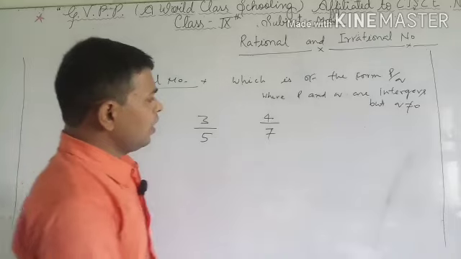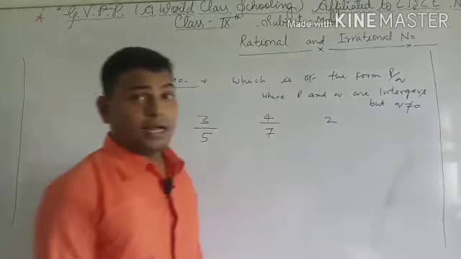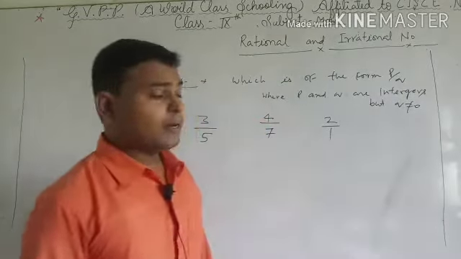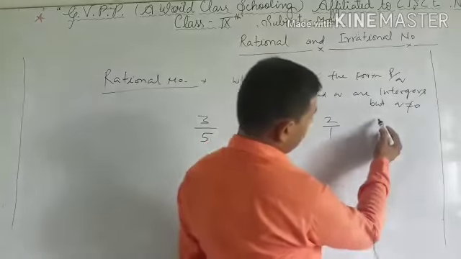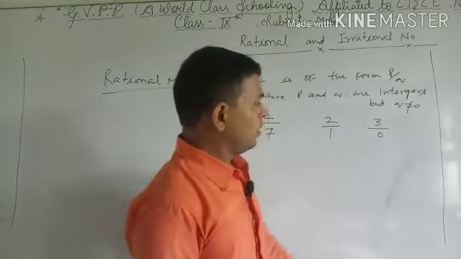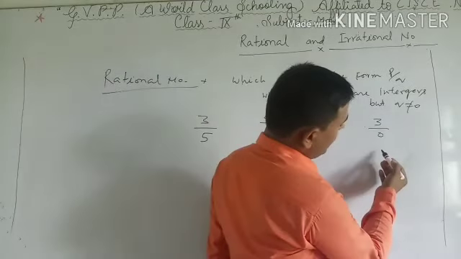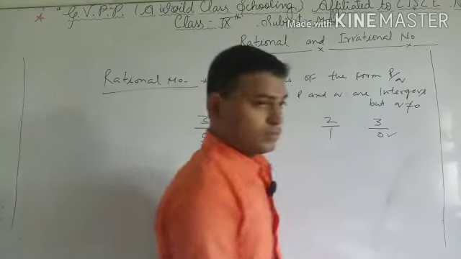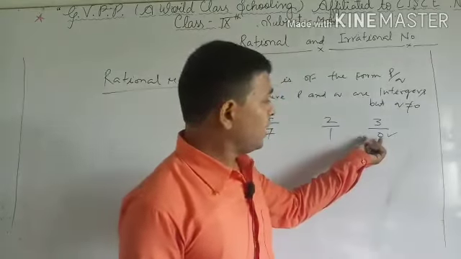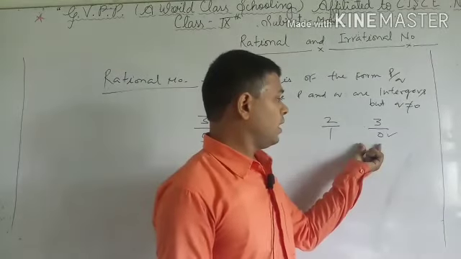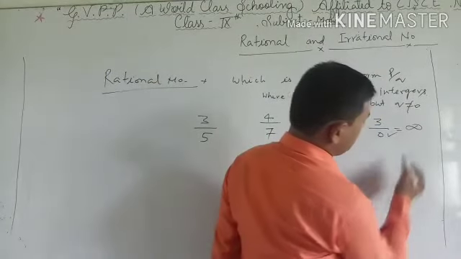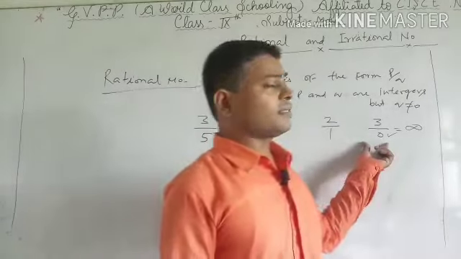Suppose I have written here 2. This is also a rational number. Why? Because you can write this as 2/1. But if I am writing here a number 3/0, okay, this is not a rational number. Why? Because here you are seeing that in the denominator there is 0. So this is not a rational number, because for it to be a rational number, the denominator should not be 0. This is an undefined number. Okay, we cannot define it.